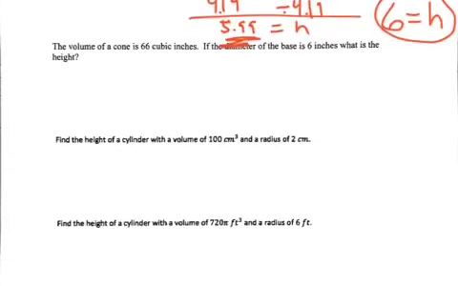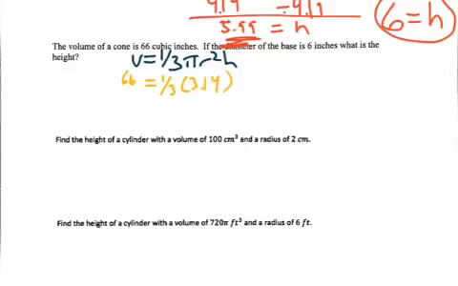It says the volume of a cone is 66 cubic inches. If the diameter of the base is 6 inches, what is the height? So again, we're dealing with a cone, so it's the same formula as up above. Volume equals 1/3 pi r squared h. So fill in all the known numbers. I know the volume is 66. There's no pi symbol in my answer, so I'm going to get rid of the pi symbol and use 3.14 times 3.14.